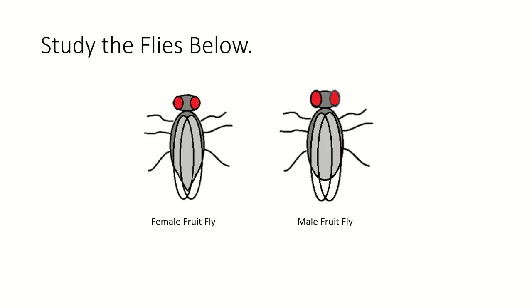So for our case study, we're going to look at fruit flies. It represents the female fruit fly. Notice the shape of the female and the eyes. Male fruit flies, we tried to make the eyes a little bit different and the shape a little bit different. Okay, so these are the males, these are the females.